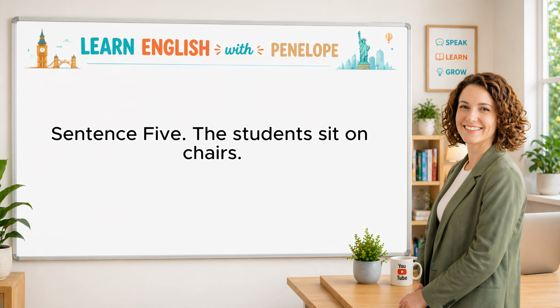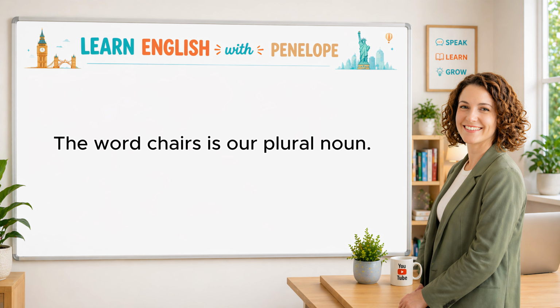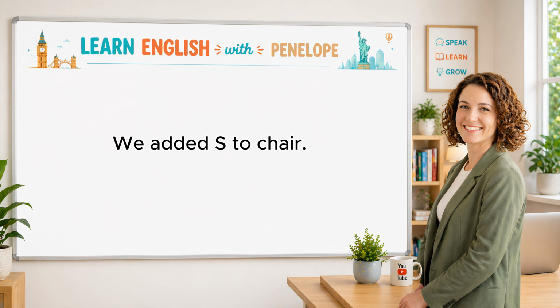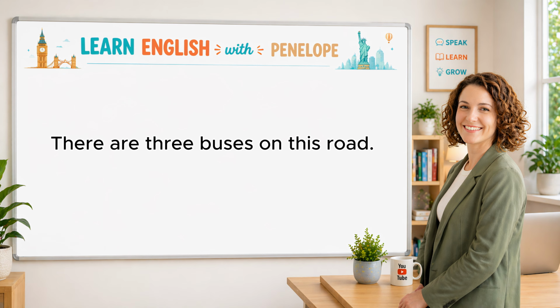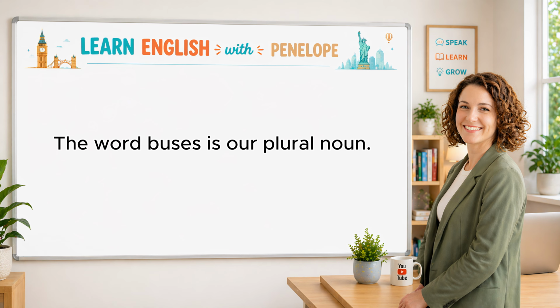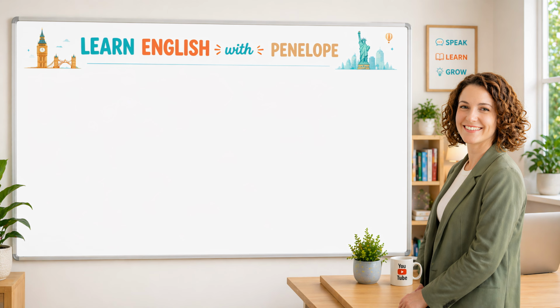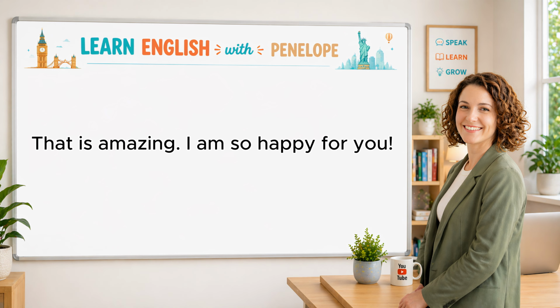Sentence 5, the students sit on chairs. The word chairs is our plural noun. We added s to chair. Sentence 6, there are 3 buses on this road. The word buses is our plural noun. We added es to bus. Do you see how easy this is? You are making real English sentences now. That is amazing. I am so happy for you.